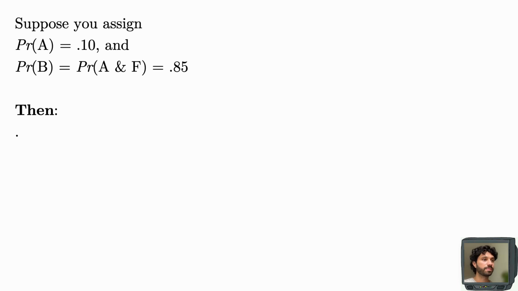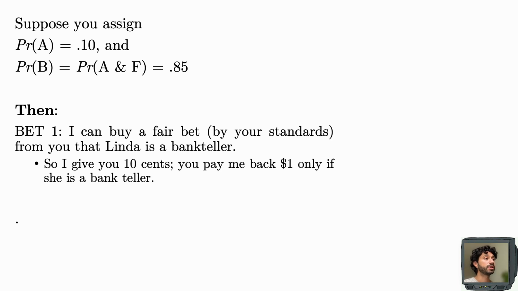So let's construct this bet. The first bet is as follows. I can buy a fair bet by your standards from you that Linda is a bank teller. What that means is I'll give you 10 cents, and that's the buying of the bet. And you pay me back $1 only if Linda is actually a bank teller. Now notice that you're going to find that this is a fair bet. If you run the expected values, and I urge you to do that, you are going to find that your expected value of this bet is 0.